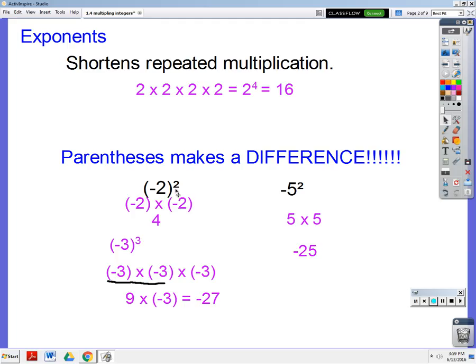So depending on your exponent, if it's an even exponent, your answer would be positive. If it's an odd exponent, your answer will be negative. That's with parentheses. Now without parentheses, it's just going to be a negative answer. Get done with your multiplying, no matter how many, if you're doing it an even amount of times or an odd amount of times, your answer will still be negative.